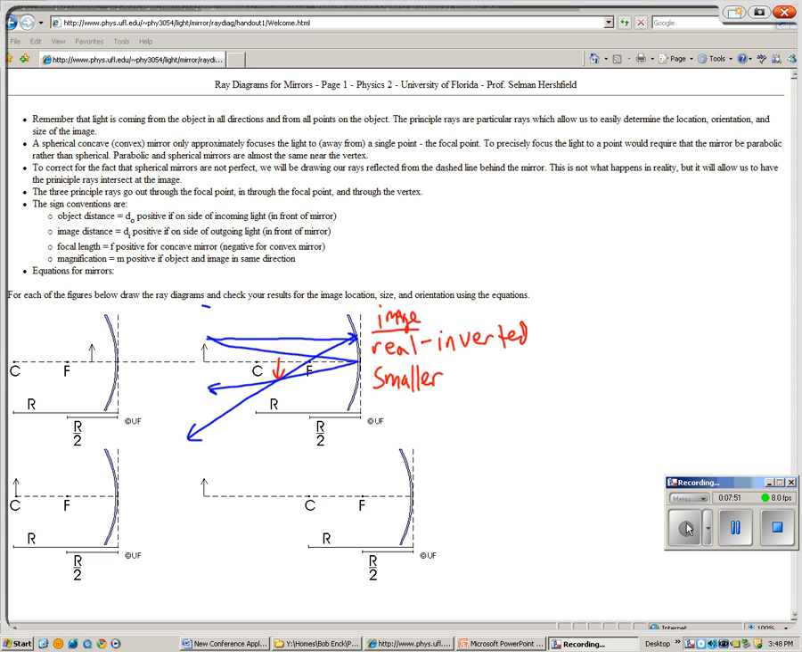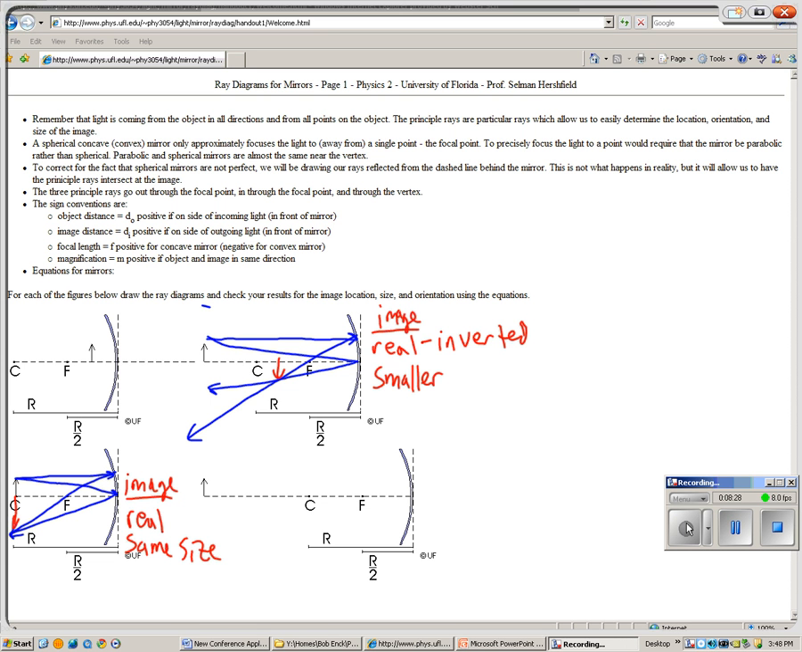Now if I put my object right at C, that's this one right down here, I draw my light ray parallel to the principal axis. Once again, it goes right through the focal point. I draw it down to the vertex, hit the vertex, reflect back, angle of incidence equals angle of reflection. You'll see I hit right there at the position C, and so this is my image. And in that case, the image, again, is real because it is inverted, and it is the same size as the object.